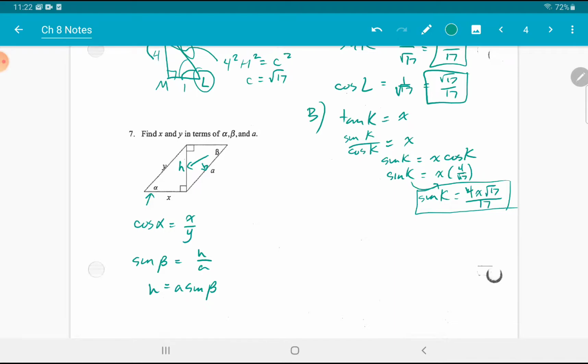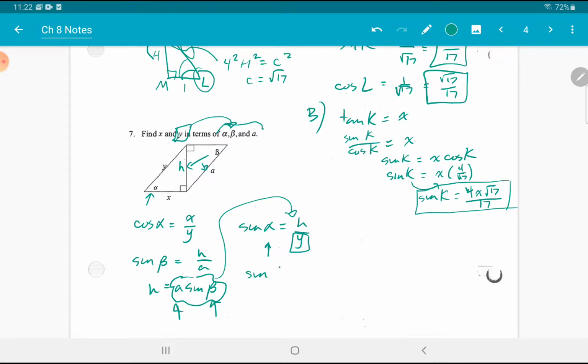Let's see here, what else can we do? Why don't we try sine of alpha too? Sine of alpha is h over y. There we go. Let's use that h value that we have there, and we're going to plug that into this h value here, right? And that way we'll get our y. Our y is the only thing that's here, and everything will be in terms of beta, a, and alpha, just like the question is asking us for. It wants it in terms of a, beta, and alpha. Okay, so that's the idea there. So let's go ahead and do that.